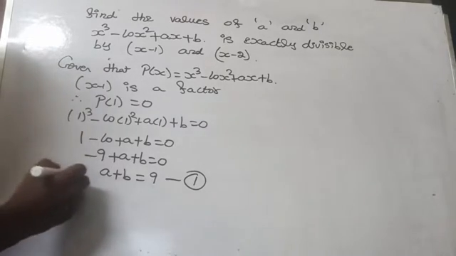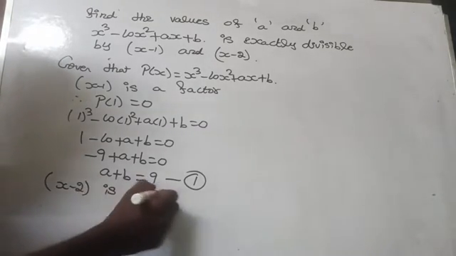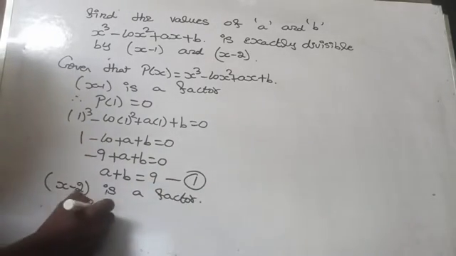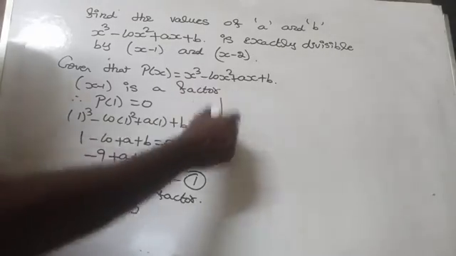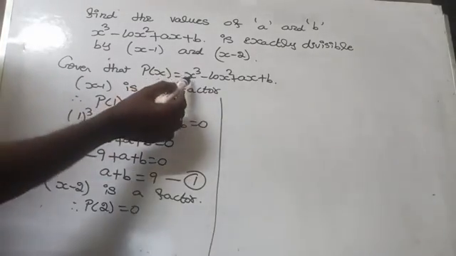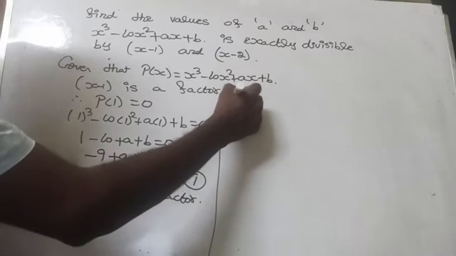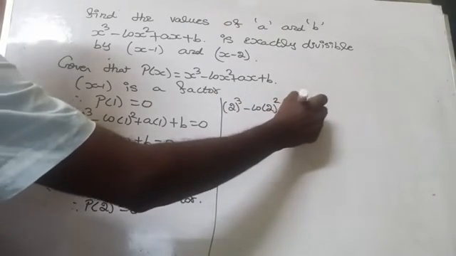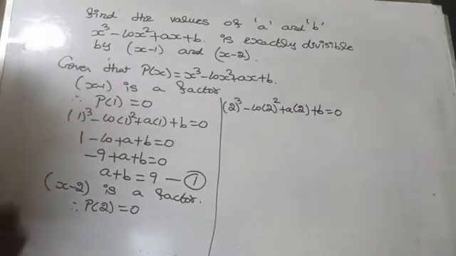And also given that x minus 2 is a factor. So what can you conclude? Therefore p of 2 equals 0. Now what will you do? Replace x by 2 everywhere in the given polynomial, equal to 0. That is 2 cube minus 10 into 2 square plus a into 2 plus b equals 0. Am I right? Yeah.